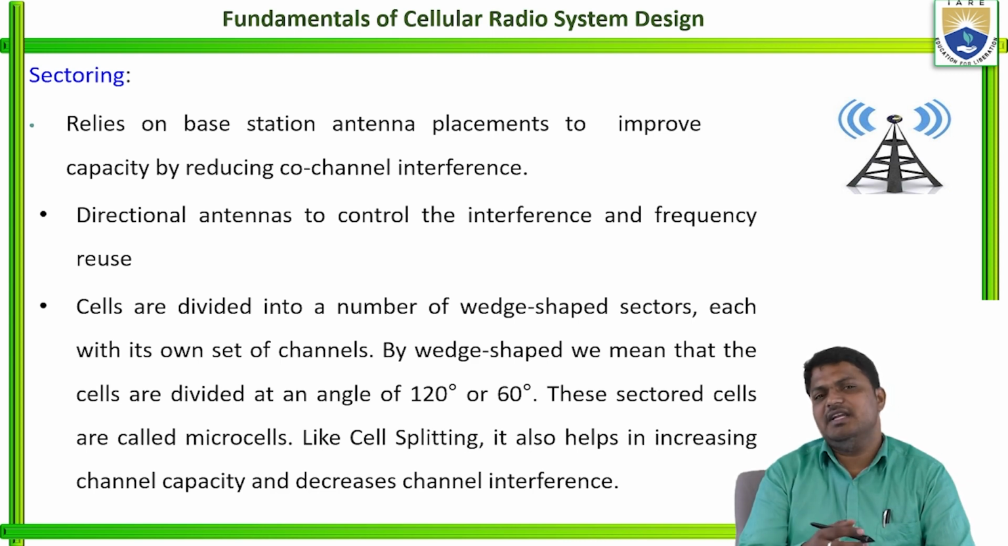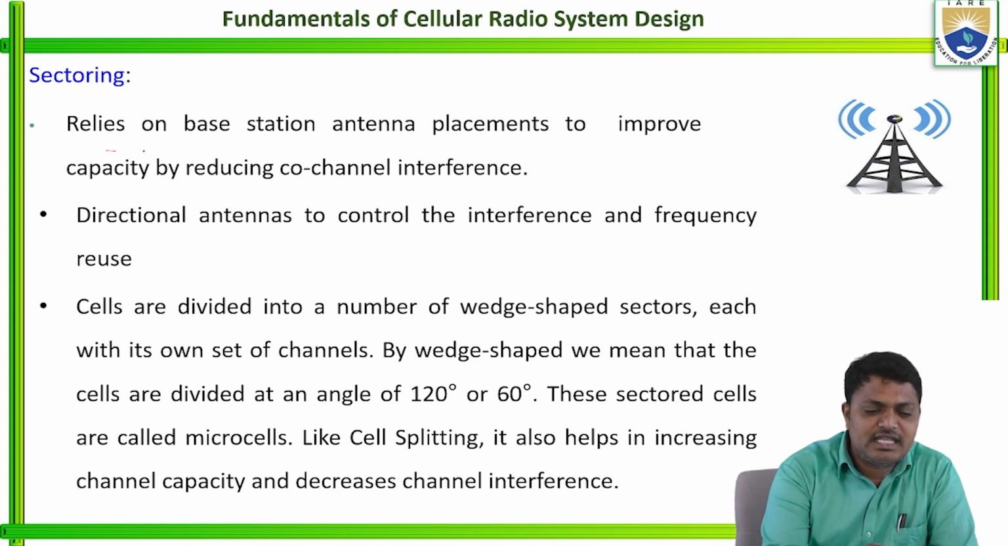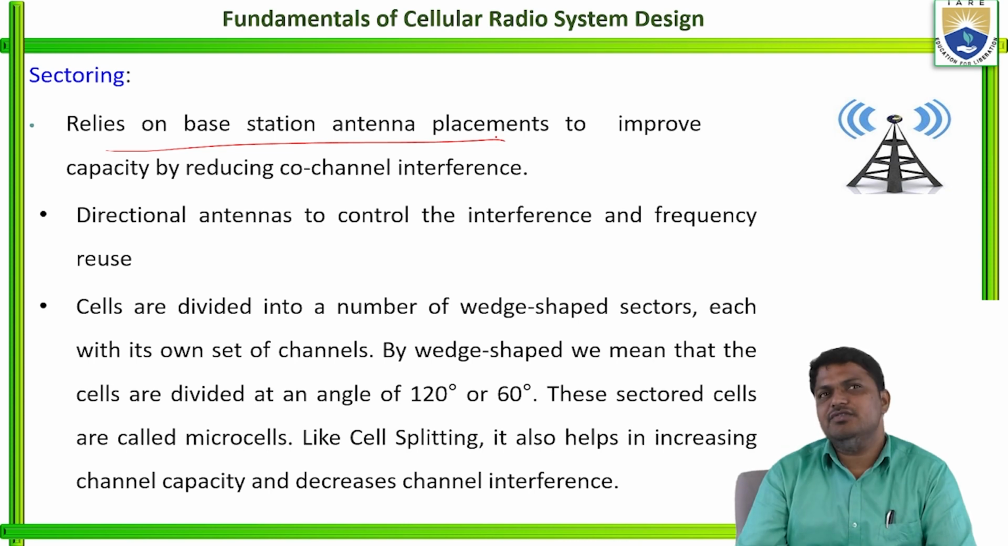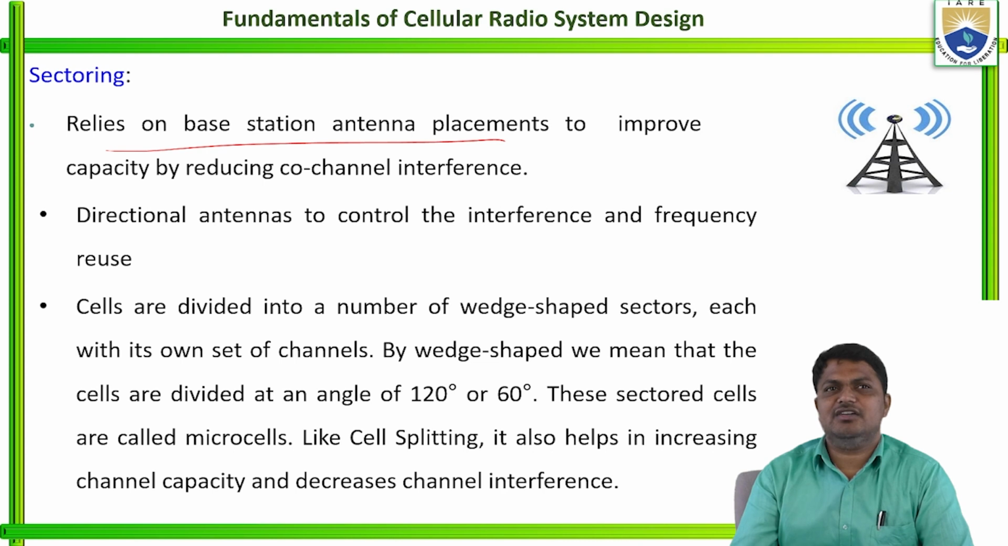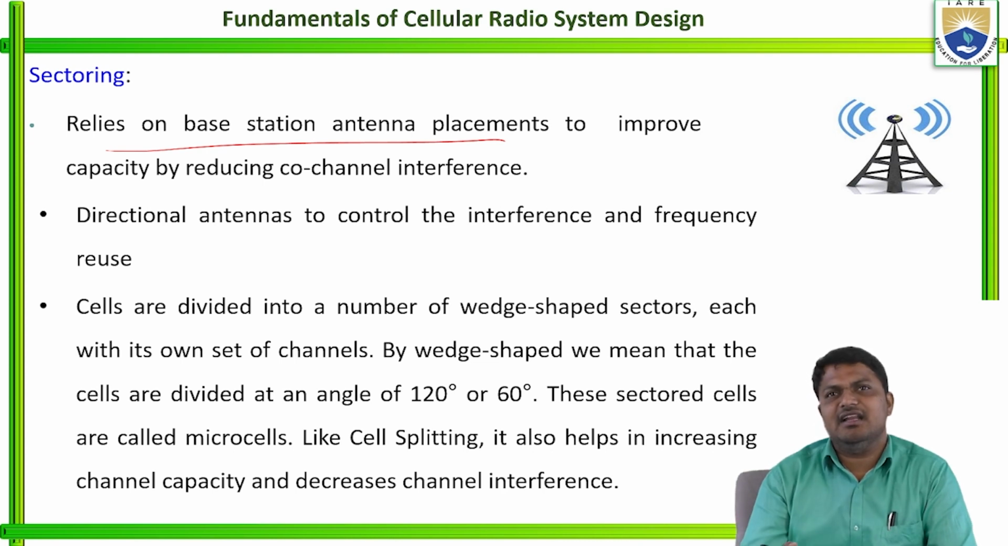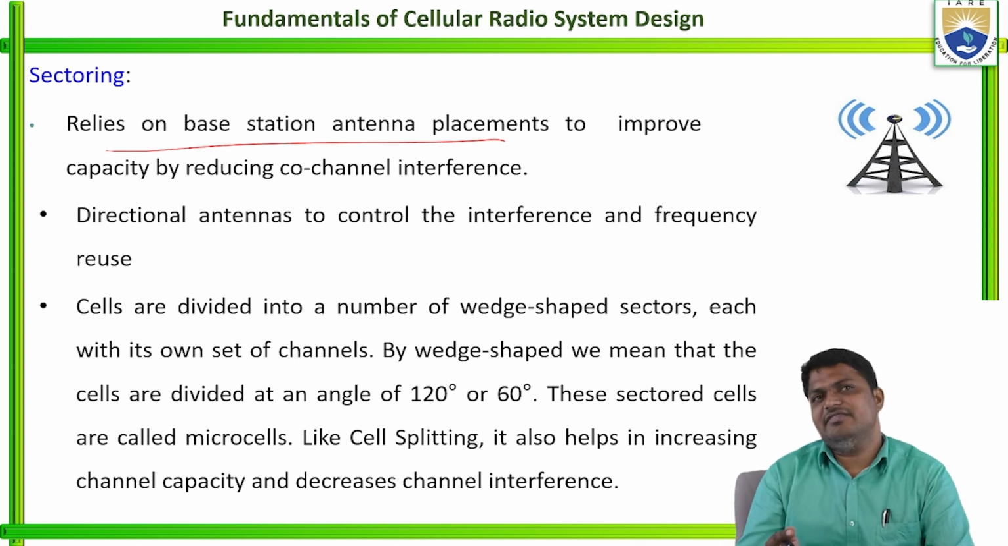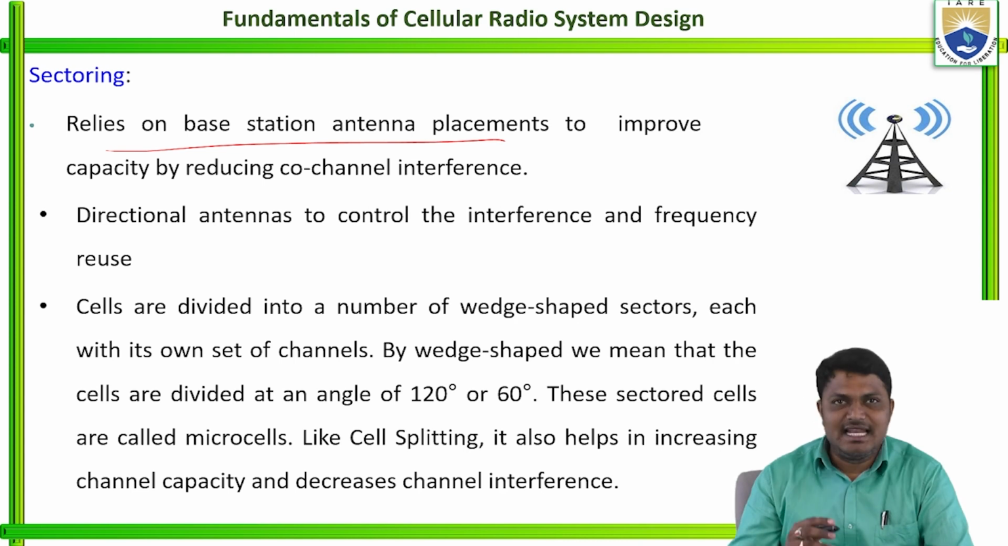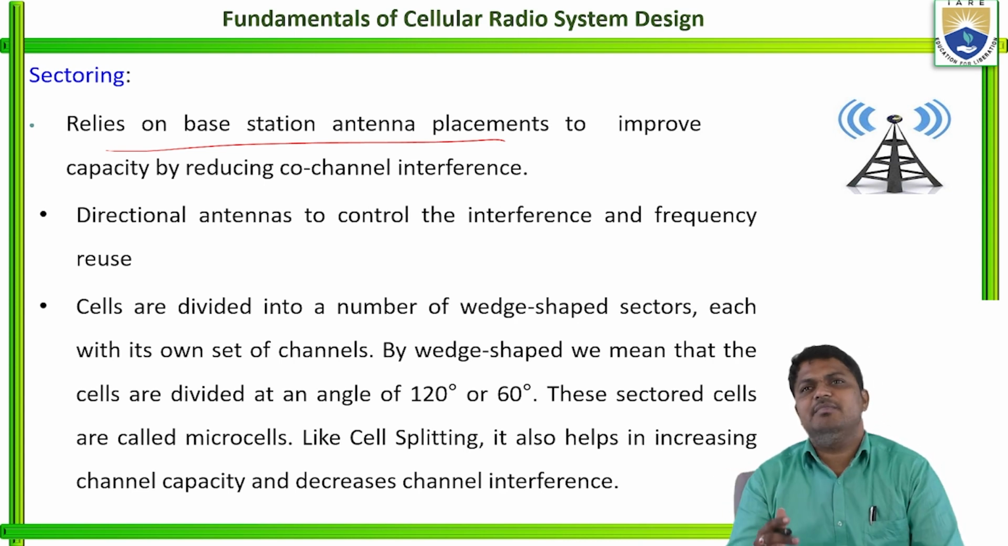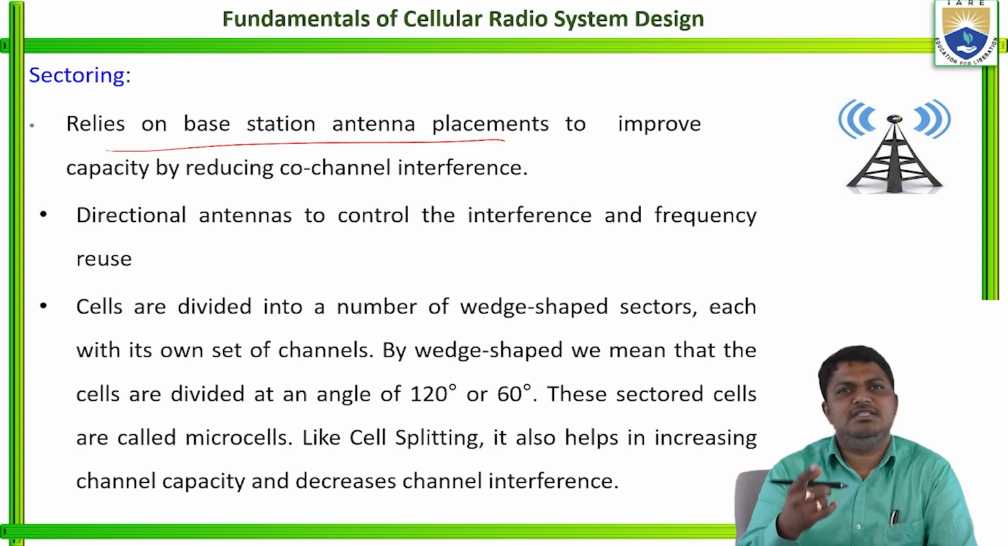Then the next concept, to reduce the co-channel interference as well as to improve the system capacity, is another method called sectoring. It relies on base station antenna placement to improve the capacity by reducing the co-channel interference. In sectoring, a directional antenna can control the interference and the frequency reuse pattern. The cells are divided into a number of wedge-shaped sectors, each with its own set of channels.